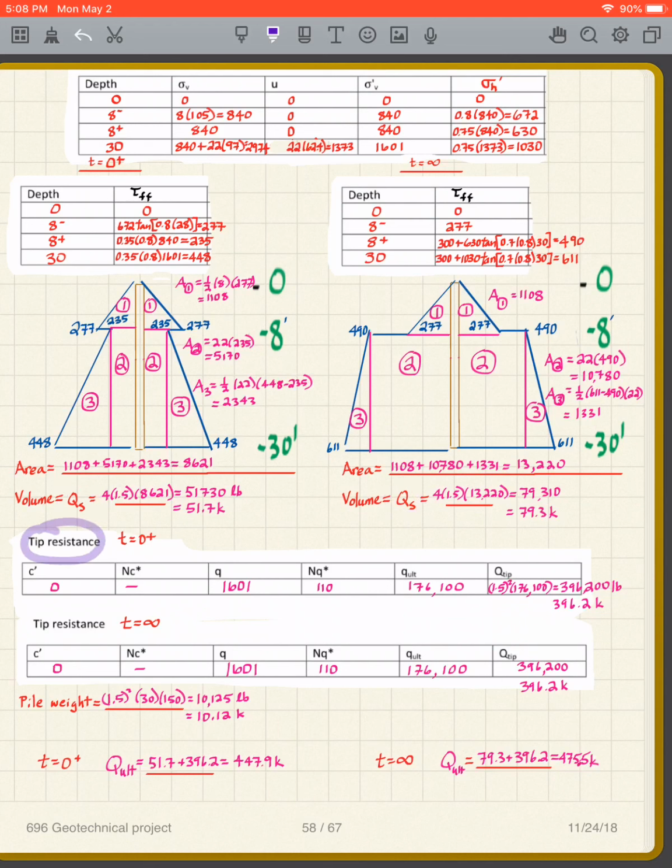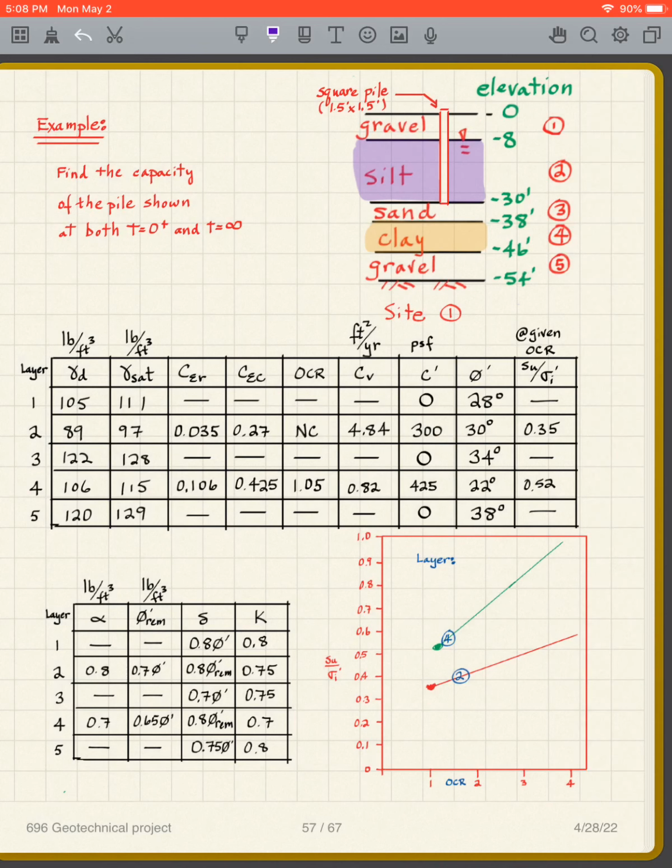Okay, so then we have to do the tip resistance. Like we said, the tip is in sand. And so I'm now going to pay attention to my layer 3, and I've got a friction angle of 34 degrees there. Because the pile does not go into the sand, I don't have to use all these reduction factors. It stops at the top of the sand, basically.